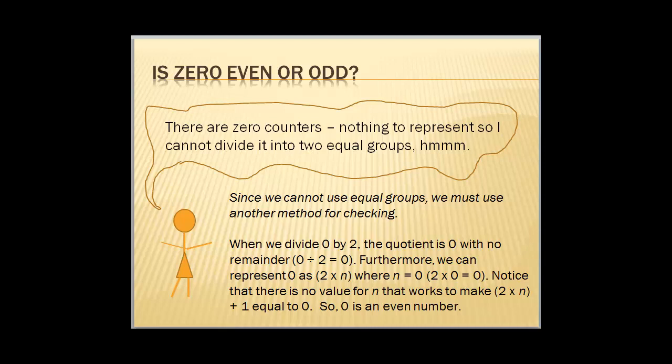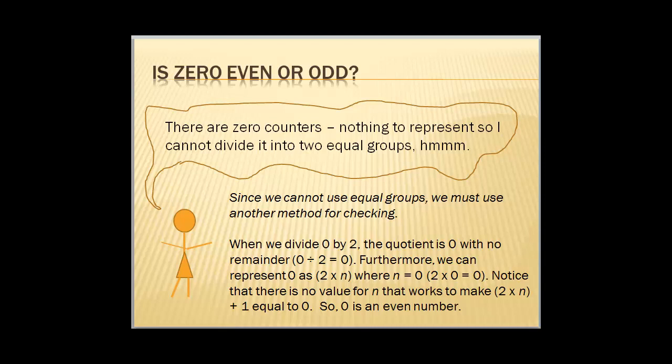Well, let's think about it. If we take 0 and we divide that by 2, well, that means our quotient's going to be 0, and there's not going to be a remainder because 0 divided by 2 is 0. Well, you can represent 0 also as 2 times n, where our variable n is going to equal 0. Again, 2 times 0 is 0. There is no value for n that's going to work to make 2 times n plus 1 equal to 0, so 0 is going to be an even number because there is no remainder.